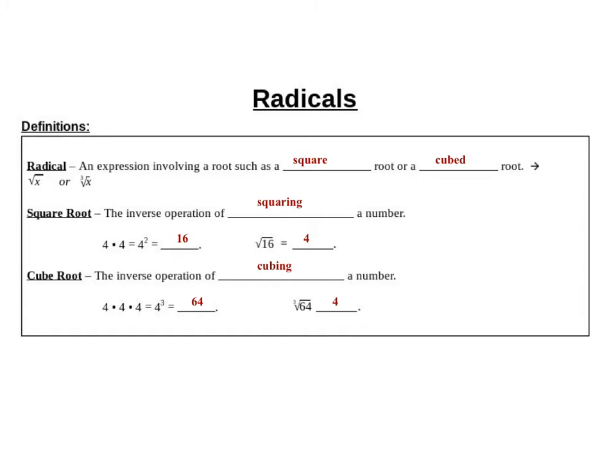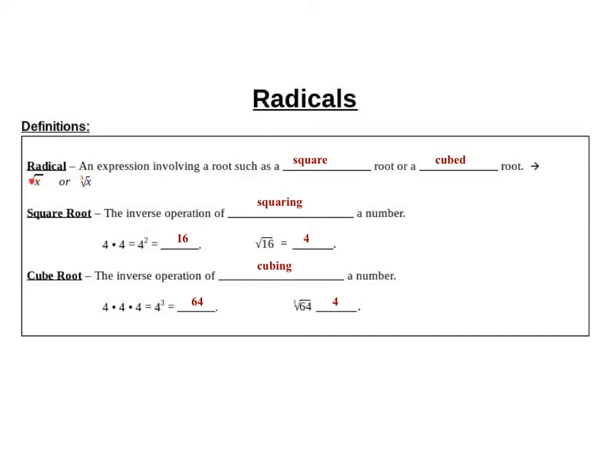Now that you're done practicing prime factorization, let's take a look at a few more definitions as we get ready to simplify these square roots, or in this case, radicals. A radical is just an expression involving a root, such as a square root or a cube root. So as you can see here, you've got your basic square root of x, or you have your cube root of x, noted by that 3 right there.